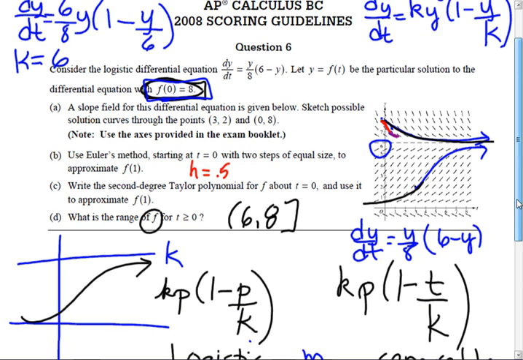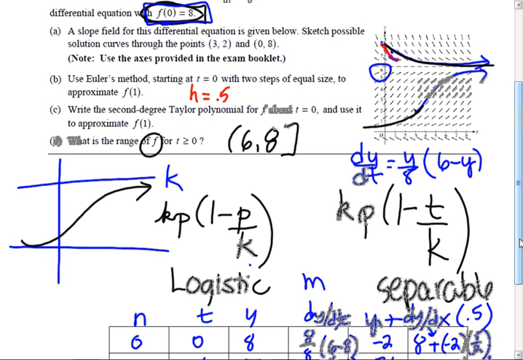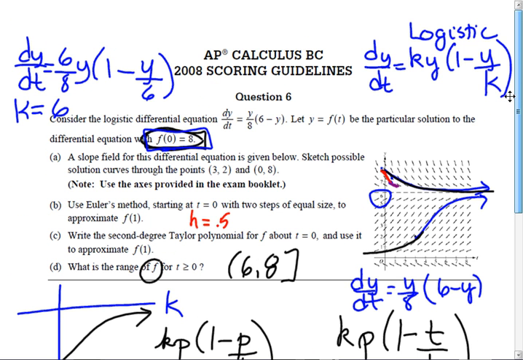Now, it won't hurt us to look at this right now. This is 2008 question 6. Taylor is always in question 6. Now, if they change it on me this year, I'll be surprised because question 6 is supposed to be the hardest.